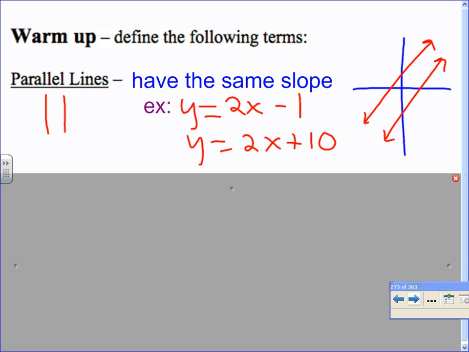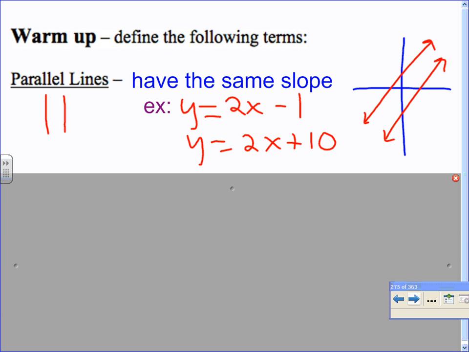Annalise? But those equations aren't... What's the same in them? Be more specific. Look at the definition. What does the definition say? They have to have the same what? Yeah. So do the equations have to be exactly the same? No. If the equations are exactly the same, what would the graph look like? Briar, what does the graph look like?